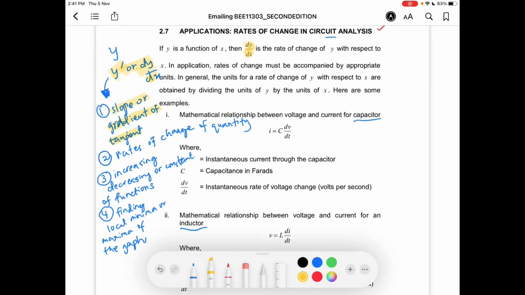Second, using y prime, we can obtain the rates of change of a quantity. So this is what we are going to learn in a short while. We are looking for the rates of change of the quantity, in this case of the capacitor, involving the current of the capacitor and the voltage for the inductor.